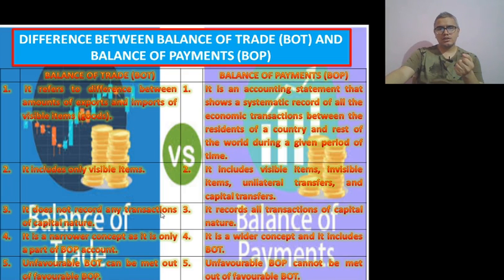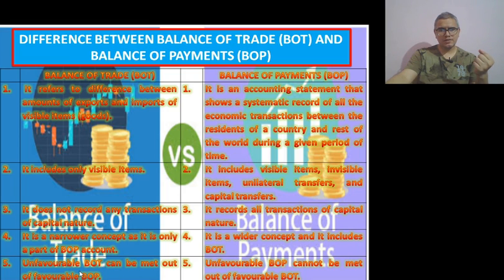Balance of trade does not record any transactions of capital nature. Now let us recall whatever we have learned in our last class. In last class, we learned that there are 4 components of current account, and one of those components is visible items. Since balance of trade deals with only visible items, obviously it is not going to affect the capital account portion of the balance of payments. It does not record any transactions of capital nature, while balance of payments records all transactions of capital nature. It not only includes the transactions of current nature, but it will also include the transactions of capital nature. So balance of trade obviously is just a part of balance of payments. Balance of trade is a narrower concept and balance of payments is a wider concept.